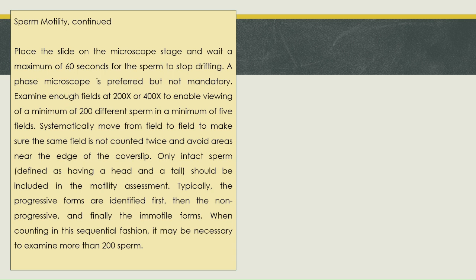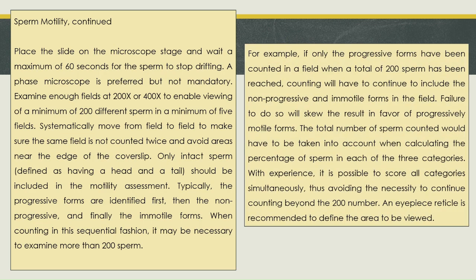Only intact sperm, defined as having a head and a tail, should be included in the motility assessment. Typically, the progressive forms are identified first, then the non-progressive, and finally the immotile forms. When counting in this sequential fashion, it may be necessary to examine more than 200 sperm. For example, if only the progressive forms have been counted in a field when a total of 200 sperm has been reached, counting will have to continue to include the non-progressive and immotile forms in the field. Failure to do so will skew the result in favor of progressively motile forms.